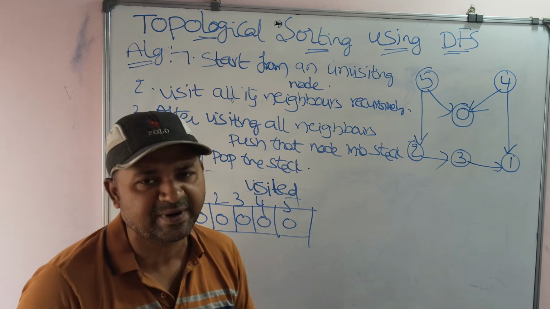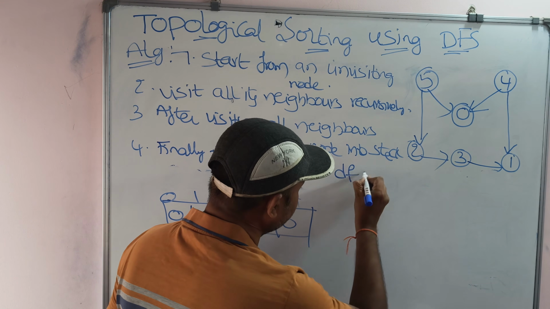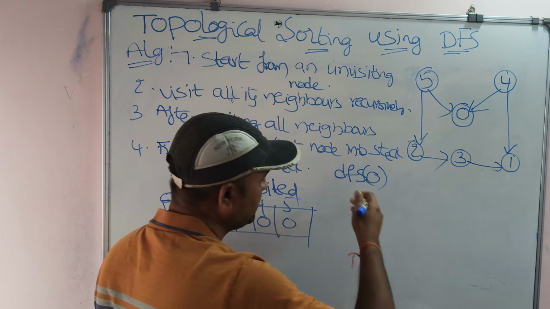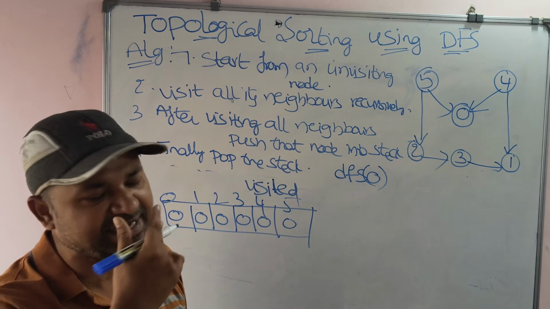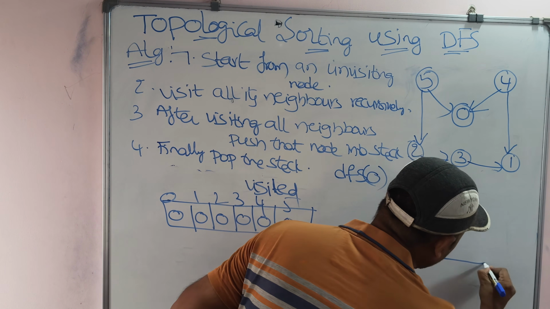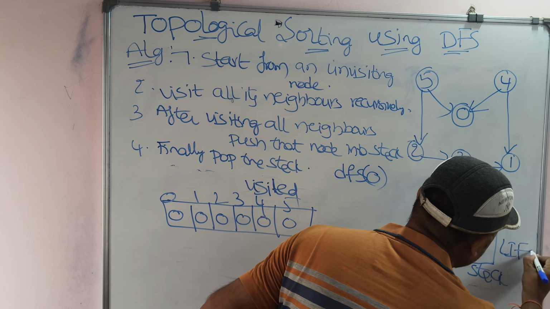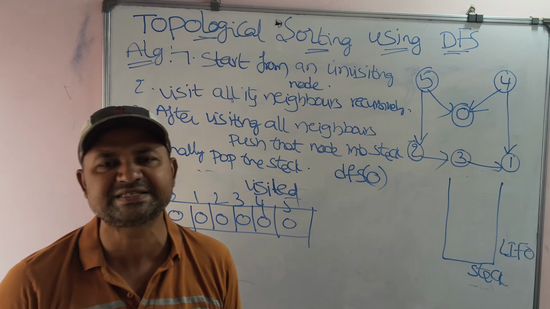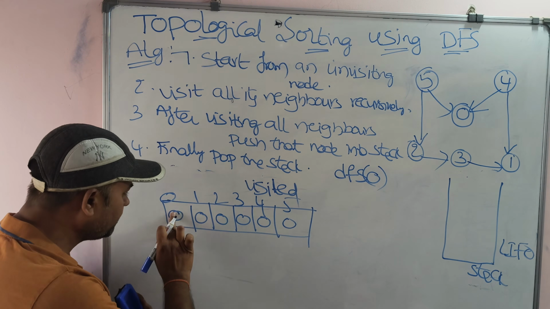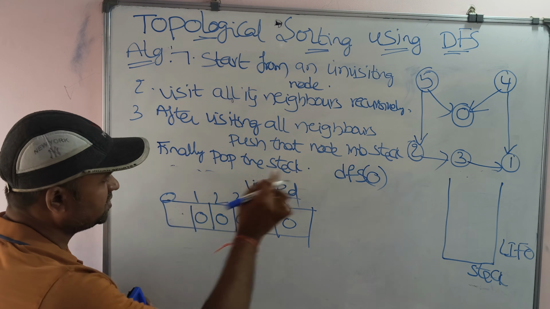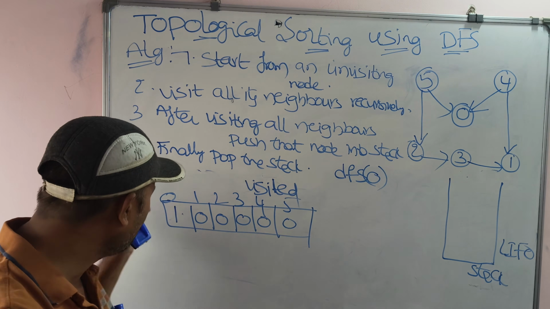The next step is to visit all its neighbors recursively. Let the function call be DFS. First let us select 0, next 1, 2, 3, 4, 5. Likewise we are calling. Here we are using DFS. DFS means we have to use a stack for its implementation. We know that a stack works based on the LIFO principle, where LIFO means last in first out. First DFS of 0 will be called. So 0 is visited, so we change its status to 1.